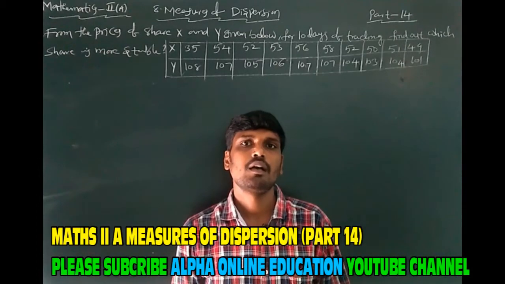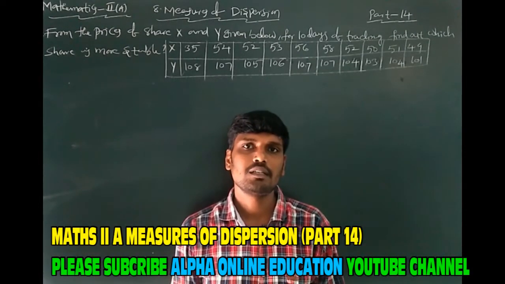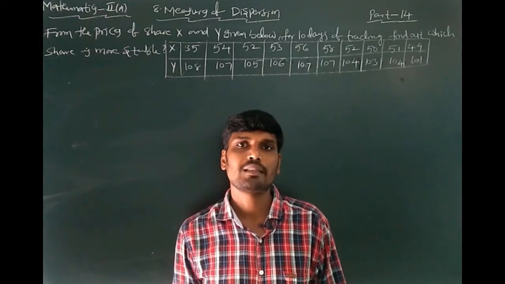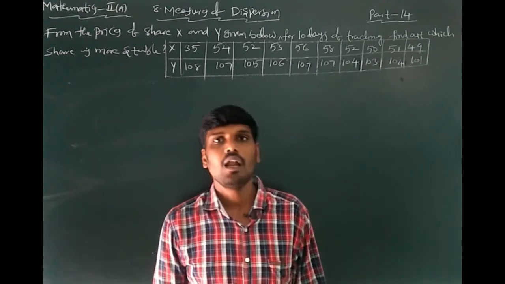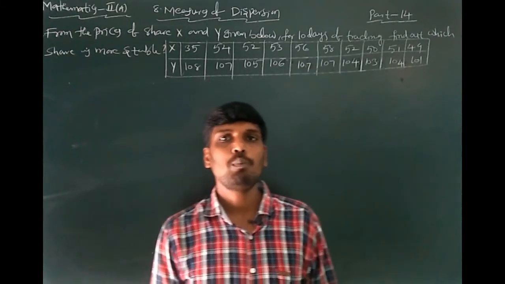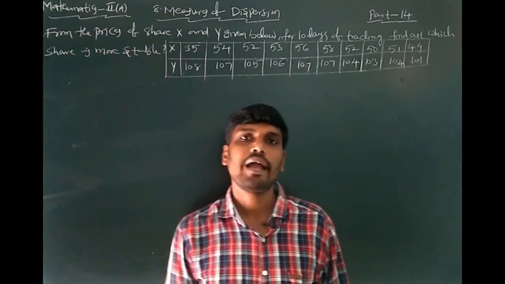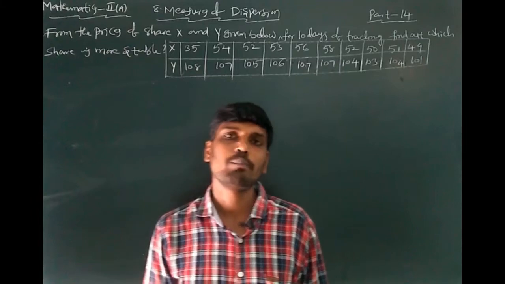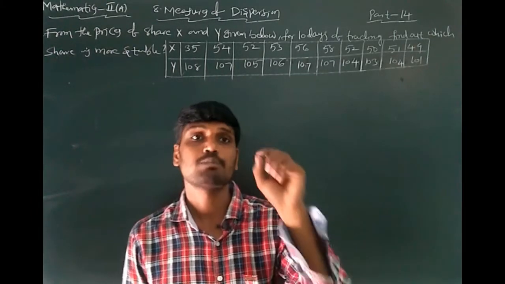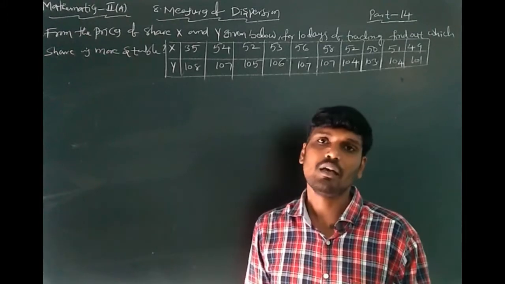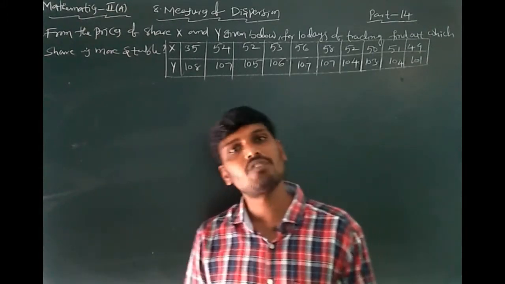8th chapter, Measures of Dispersion. This chapter belongs to Mathematics 2A, part 14. Last part completed the coefficient of variation formula and coefficient of variation model problem. Today we discuss an unexpected 7 marks problem in the IB examination by using the coefficient of variation formula.